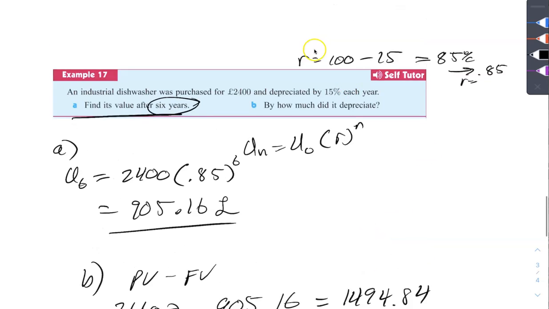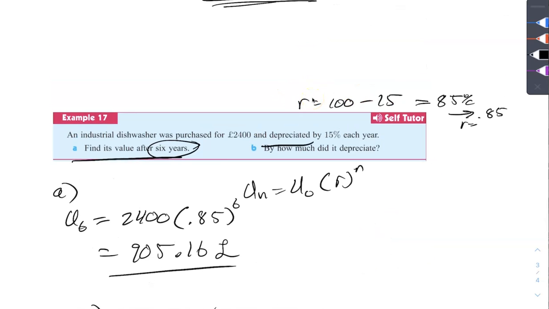And again, it's because this one depreciates. It's a loss of value. When something depreciates, we lose value, a loss of value over time. So there we go.